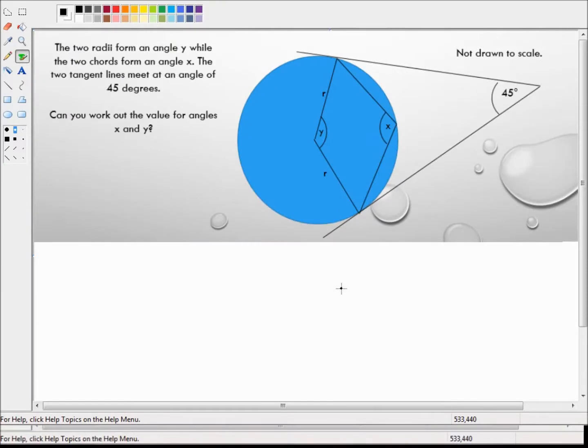Okay, so how did you get on with that question? Isn't it a stinker? Alright then, so what can we know? Alright, well let's just look at these two tangent lines here. We know that they're both equal.